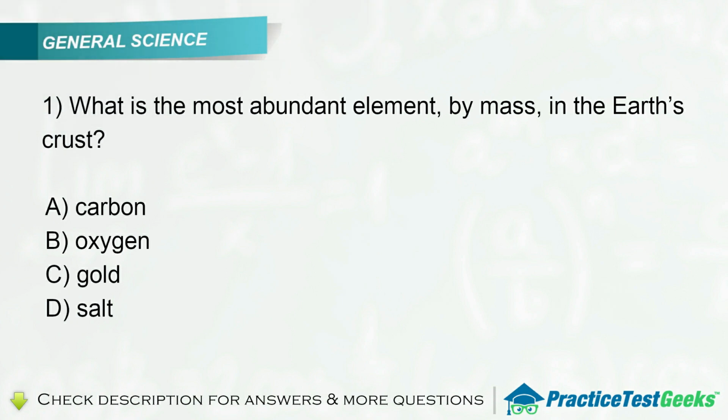Question 1. What is the most abundant element, by mass, in the Earth's crust? A. Carbon. B. Oxygen. C. Gold. D. Salt.